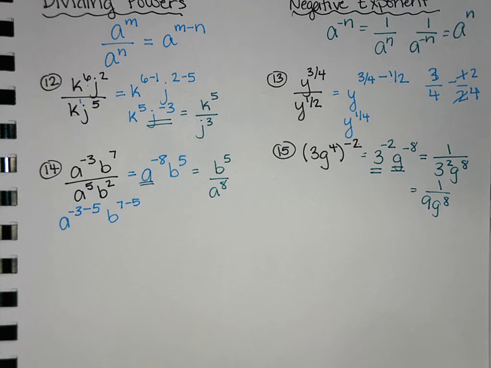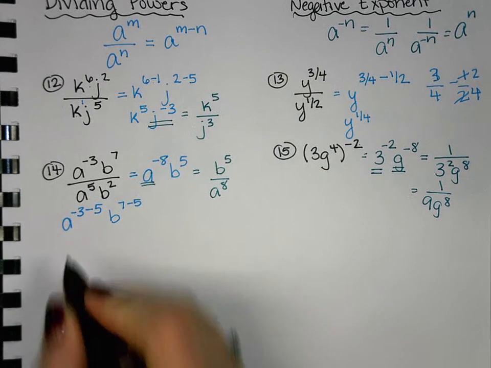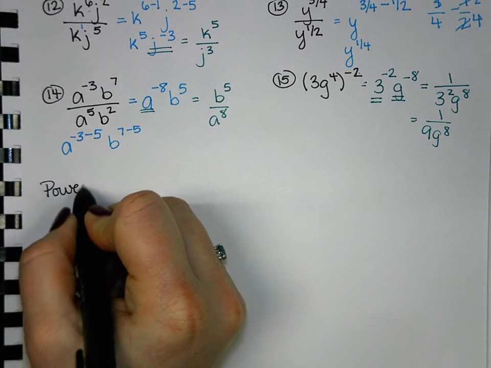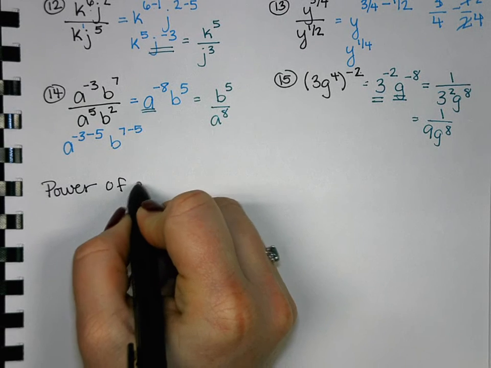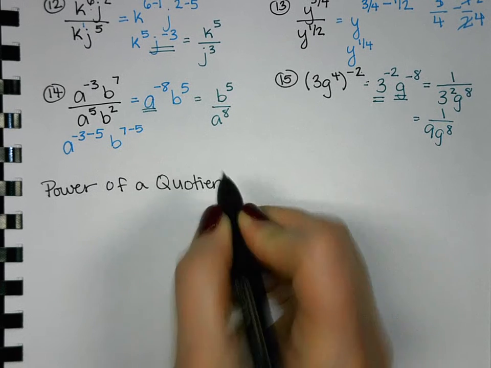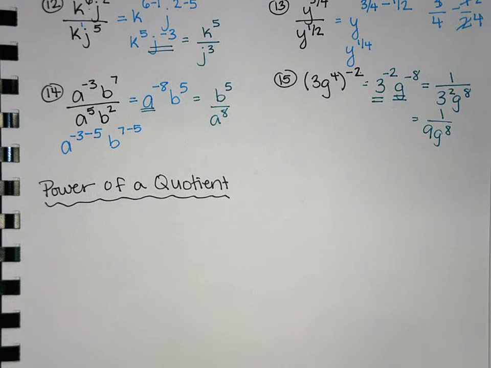Okay, any questions so far on dividing or negative exponents? Okay, so then our last property is, what do we do when we have a power of a quotient? Do you guys know what the word quotient means? It's another way to say division, yes. Quotient is specifically the answer to a division problem. Okay, so what happens when we have a power of a quotient?